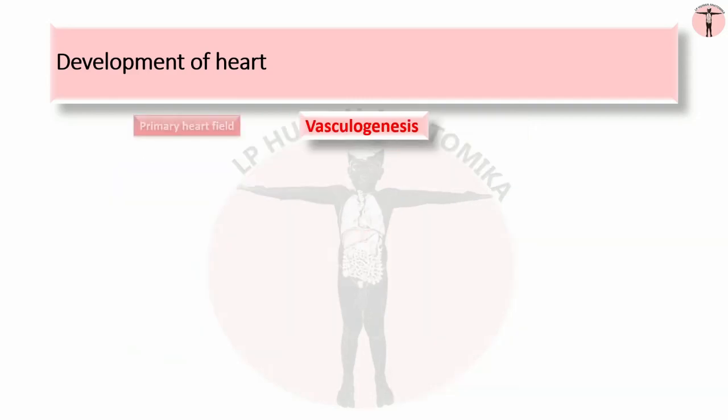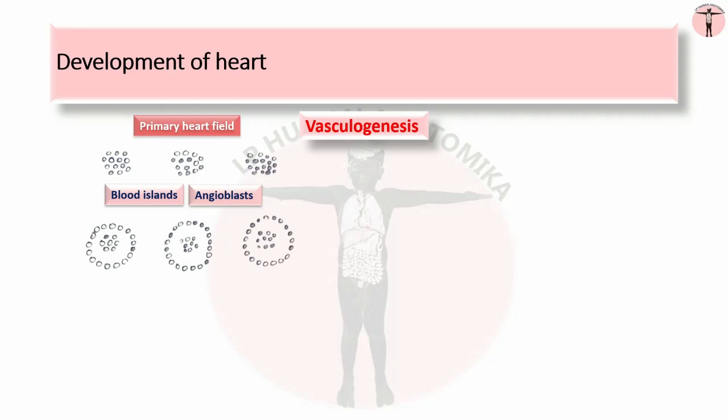At the cephalic end of the embryonic disc in the primary heart field, cephalic to the site of the developing mouth and the nervous system, clusters of cells arise in the mesenchyme. These clusters of cells are called blood islands and the cells are called angioblasts. The angioblasts now differentiate into two groups of cells, outer cells which form the endothelial cells and inner cells which form hemocytoblasts, giving rise to blood cells.